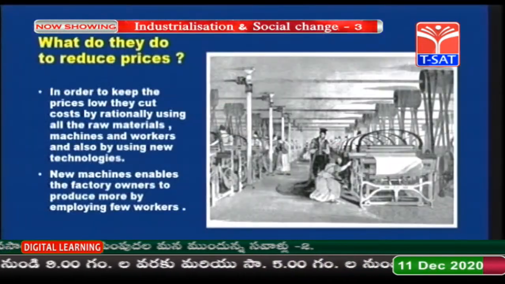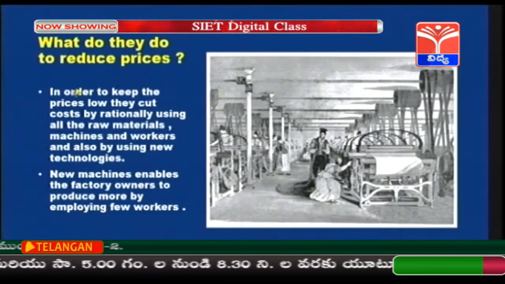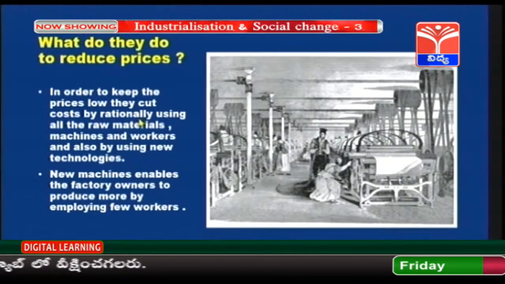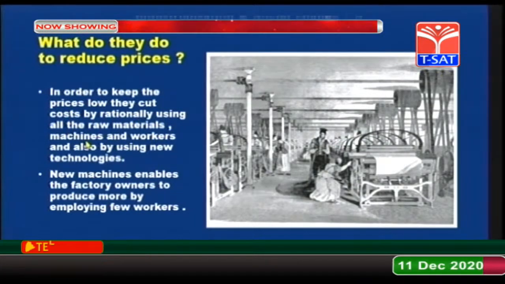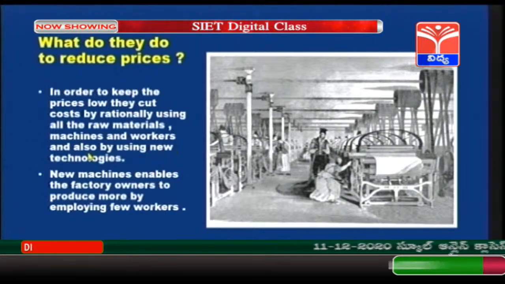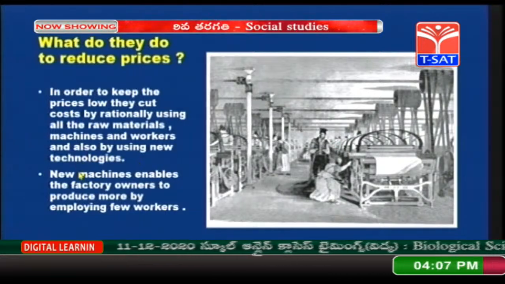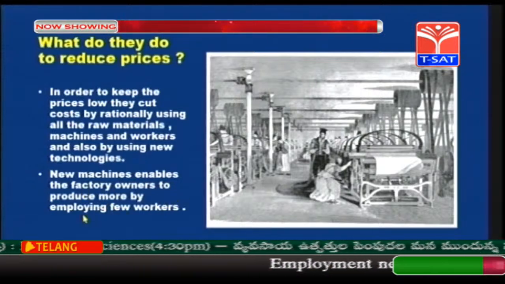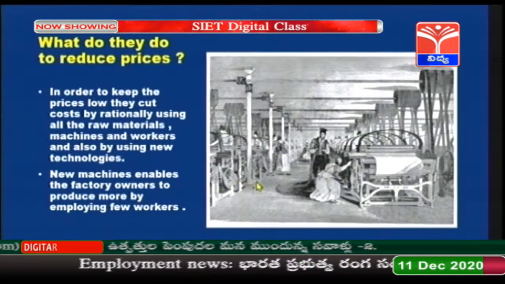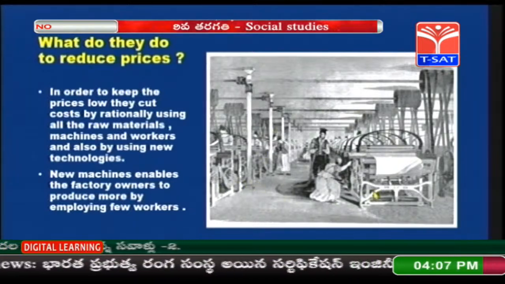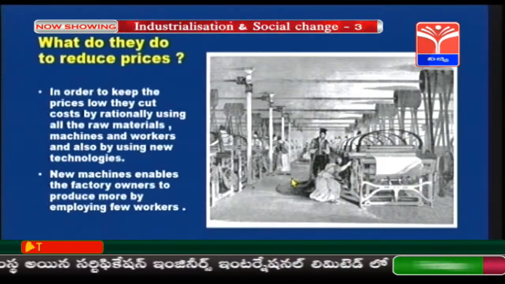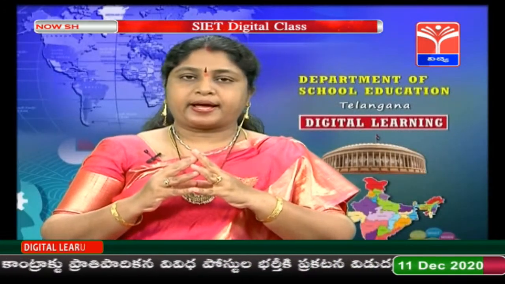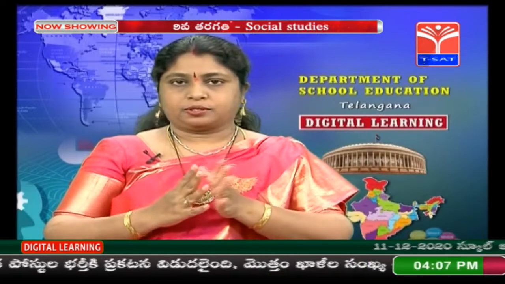What do they do to reduce prices? In order to keep the price low, they cut costs by rationally using all the raw materials, machines and workers, and also by using new technologies. New machines enable the factory owners to produce more by employing fewer workers. If you see on the screen, you can see the factory here, right? So what was the thing they have done to reduce the price? To reduce the price, they have to see their benefits also, isn't it?